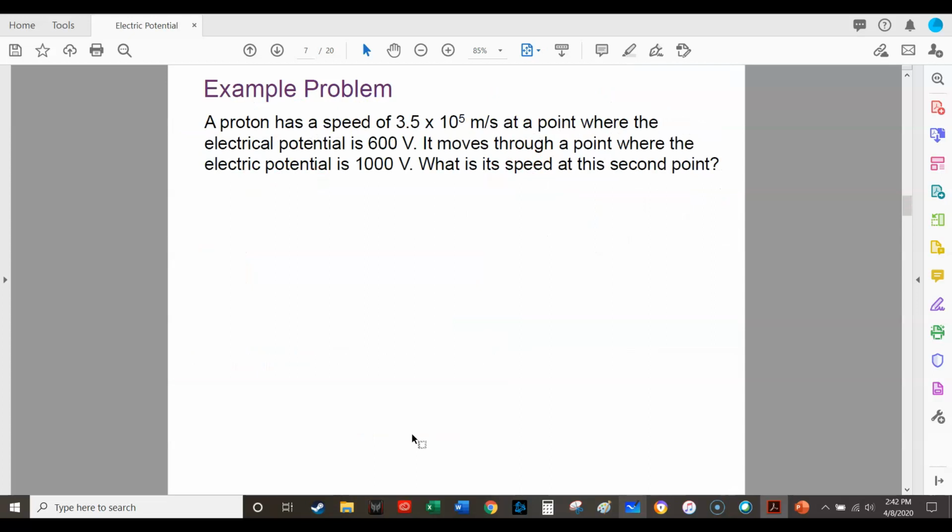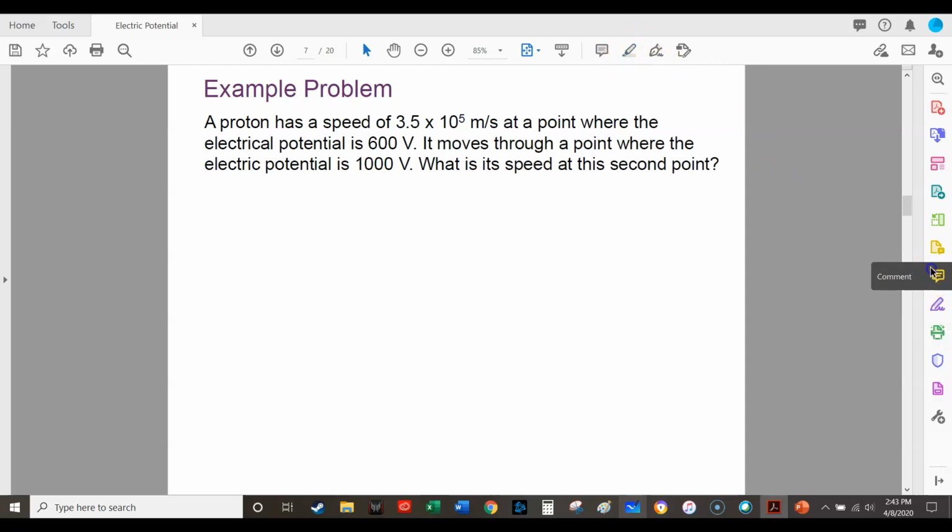Okay, here we go. Here's an example problem. We have a proton that has a speed of 3.5 times 10 to the 5th meters per second at a point where the electric potential is 600 volts. It moves through a point where the electric potential is 1000 volts. What is its speed at the second point?